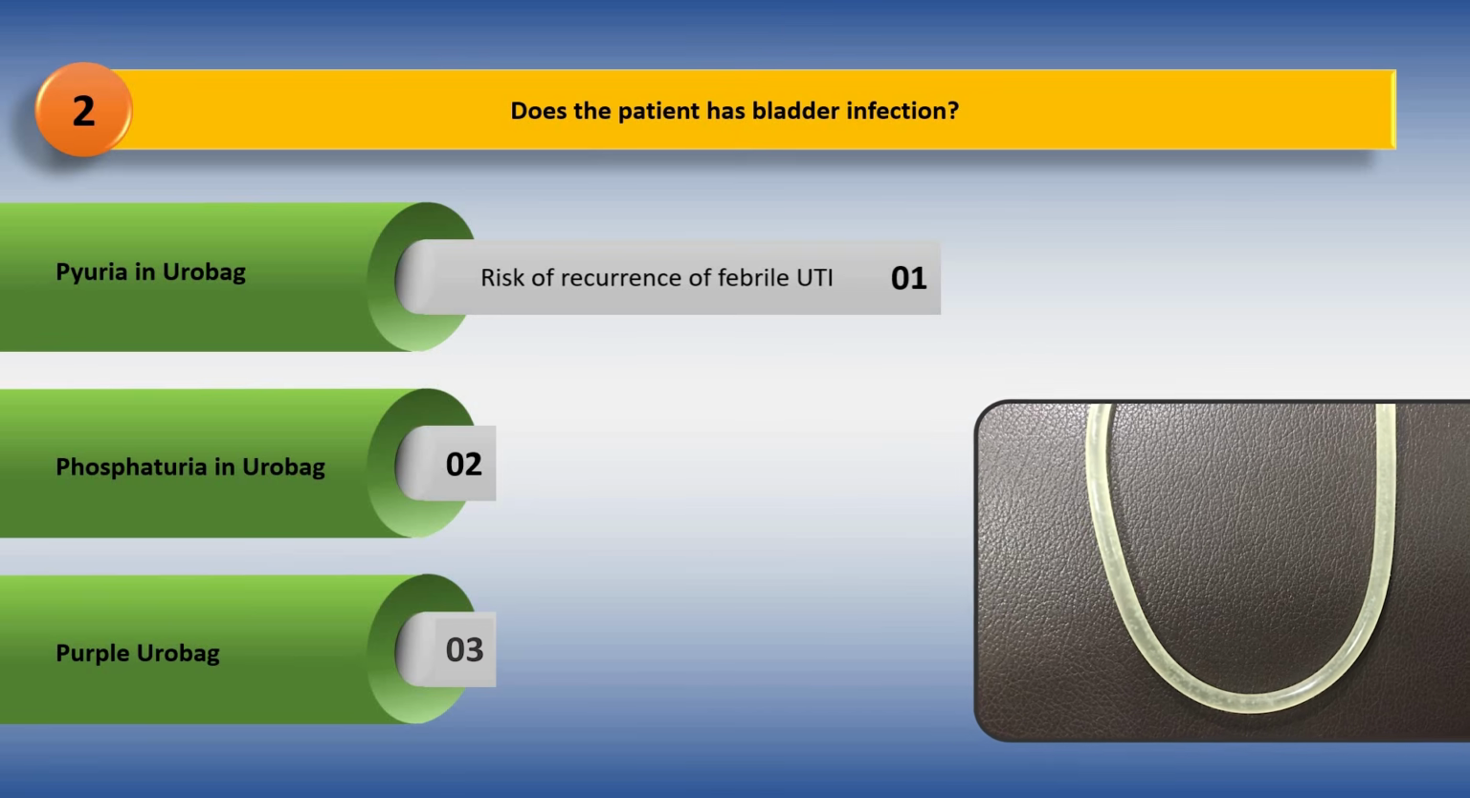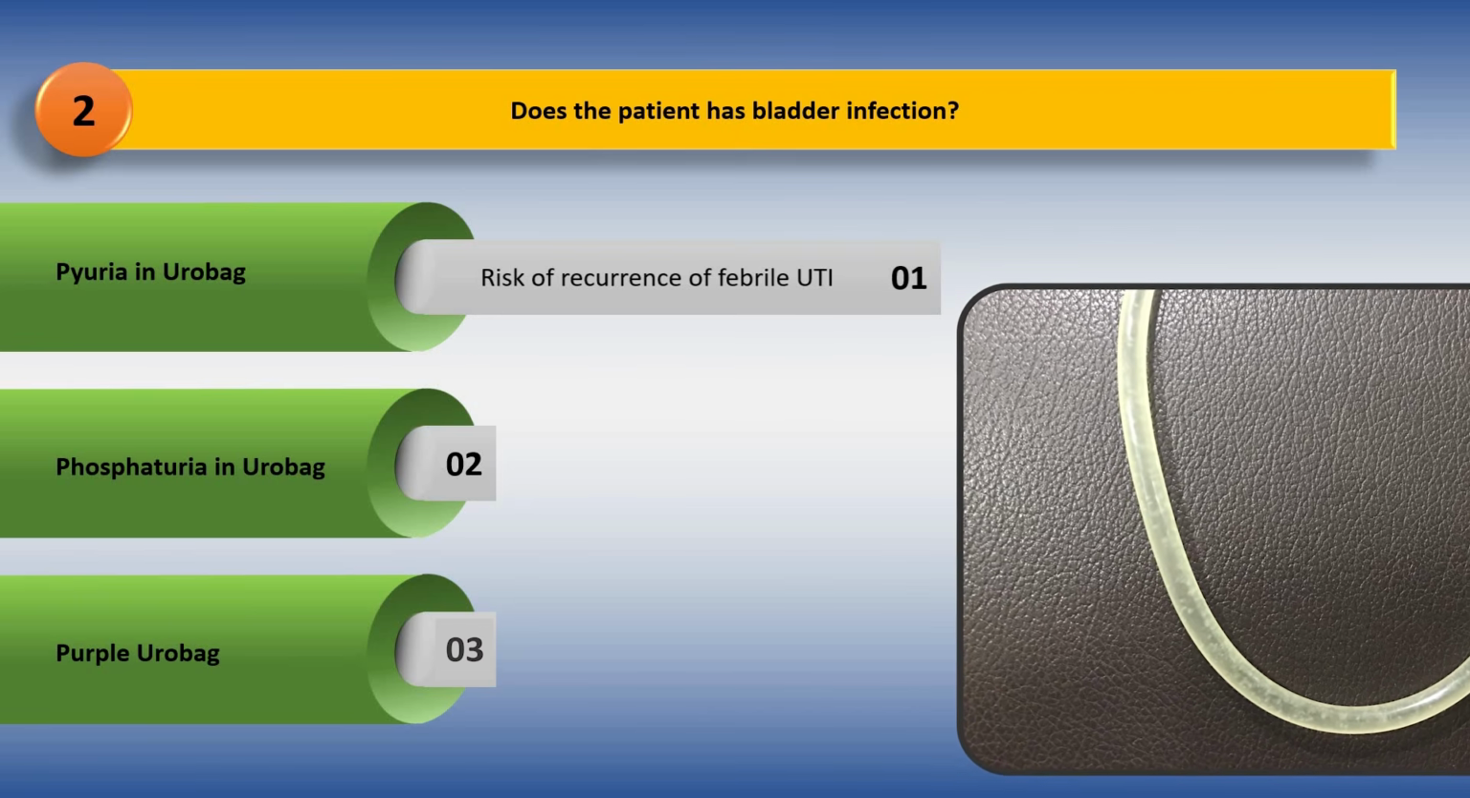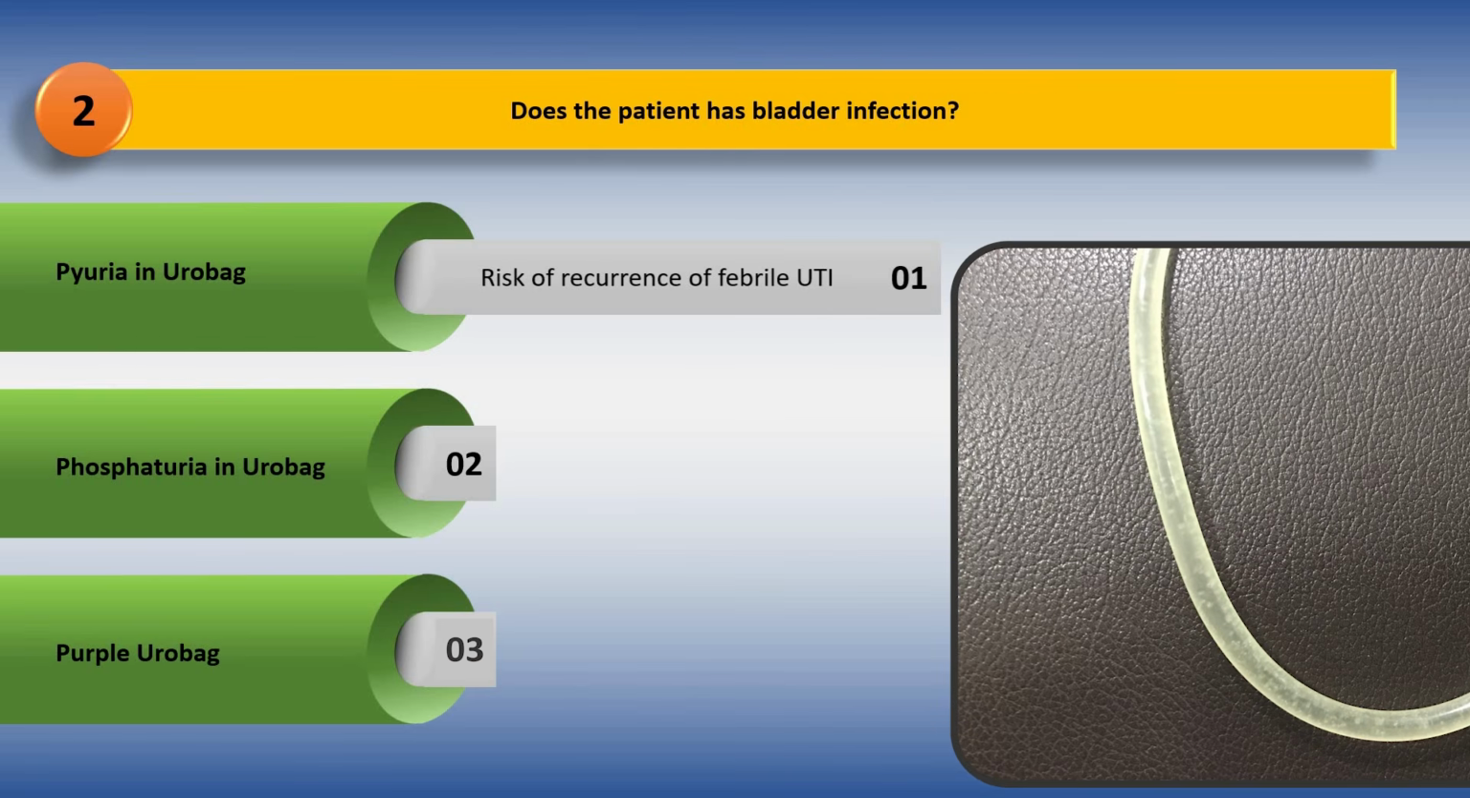Second, is there phosphaturia in the tubing of the urobag, the phosphate crystals? Or is there plenty of phosphate crystals in the urobag? If you see this, then you can expect a greater possibility of encrustation of the catheter tip. And even if you deflate the balloon, you may find it difficult to remove an encrusted catheter.